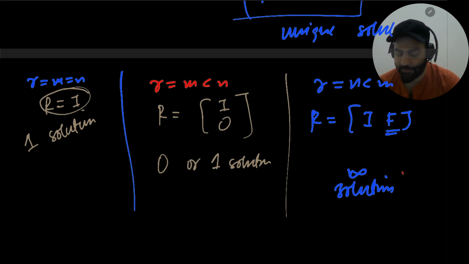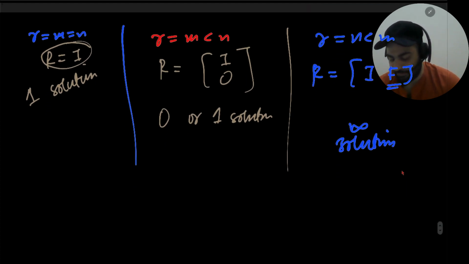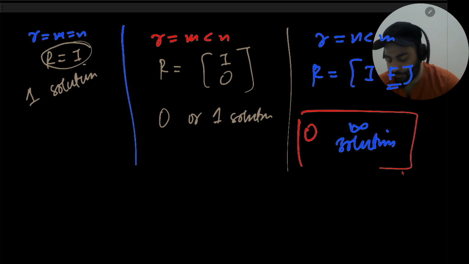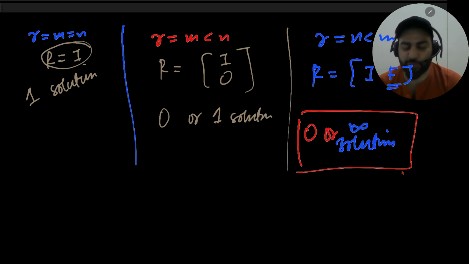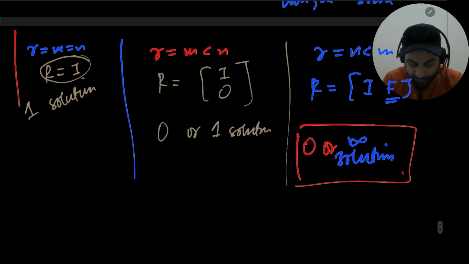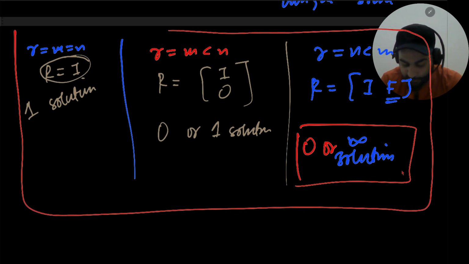So there can be one, and you can take combinations of that, so there will be infinite solutions. And I also told you that if the solution does not exist in the first place, there will be zero solutions. Otherwise, if they exist, there will be infinite solutions. So zero or infinity. You'll have to argue these. This is the whole thing that I want you to have in your mind.